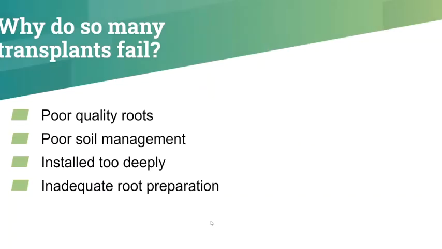Many transplants fail because they have poor quality roots, because of what people do to the soil when they plant them, or because the soil quality isn't good. One of the big problems is that they install them too deeply. If you just plunk that container plant from the previous slide into the ground as is, you would be planting it too deeply. Almost every single container plant is planted too deeply in the pot, and you've got to prepare the roots.